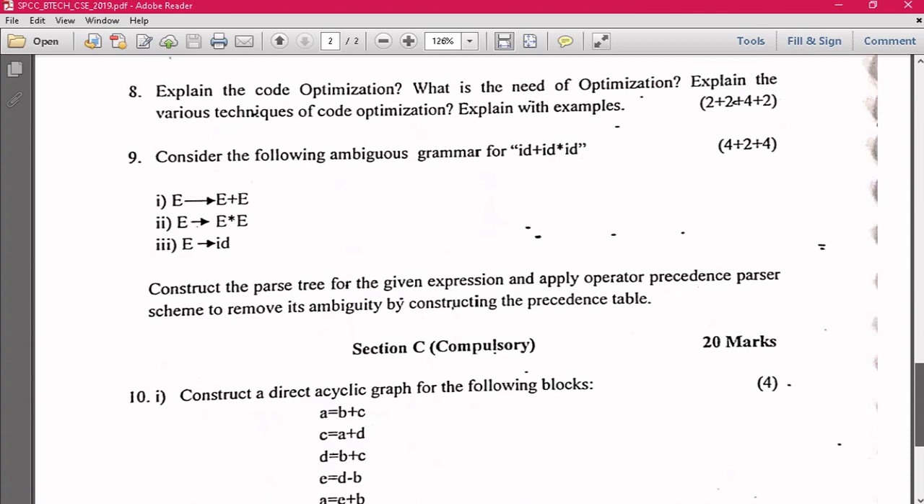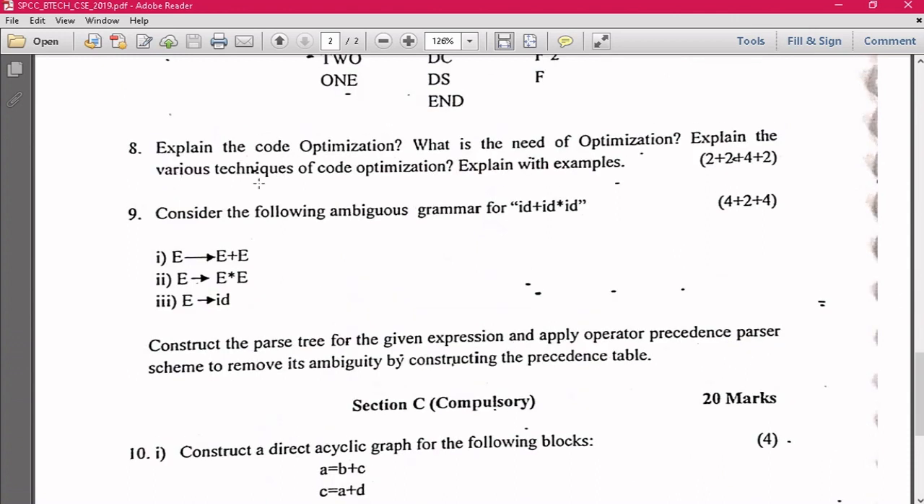Then coming to the eighth question, you can see that in the previous paper we discussed optimization. Again, here we are discussing code optimization, the need for code optimization, and the various techniques of code optimization. This question is divided into parts. The first part is 2 marks, the second part is 2 marks, then the techniques are 4 marks, and the examples are 2 marks. So you have to explain it very nicely.